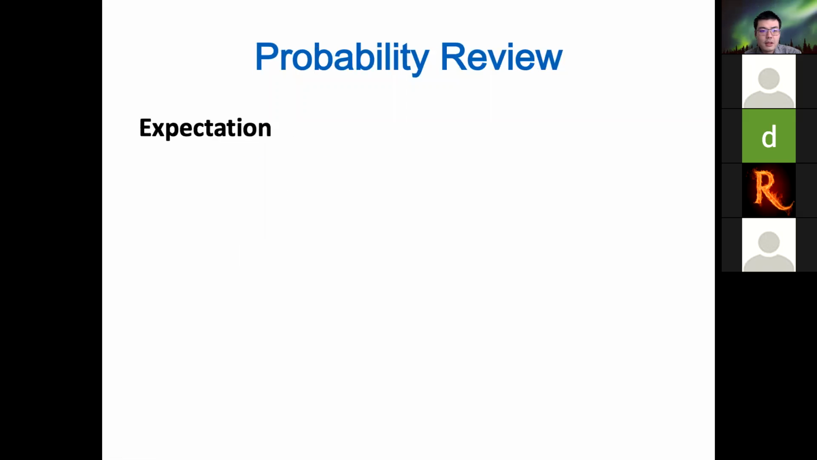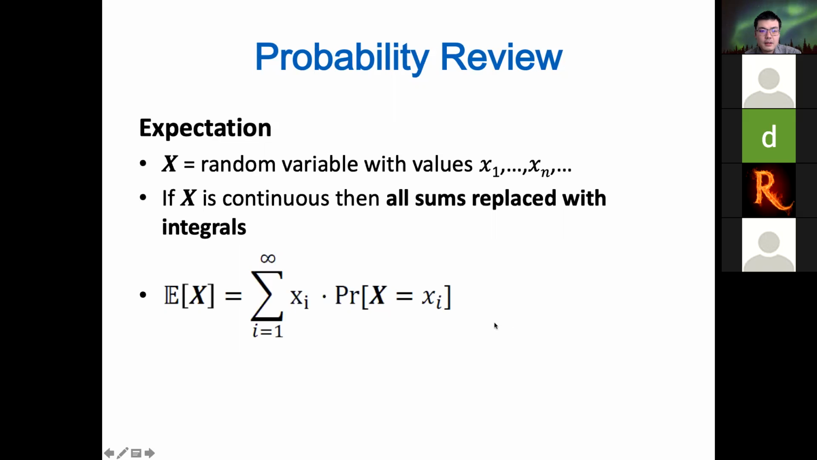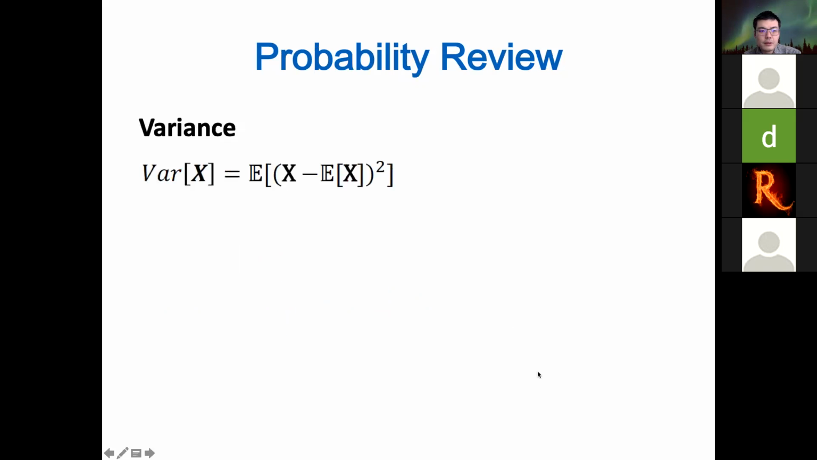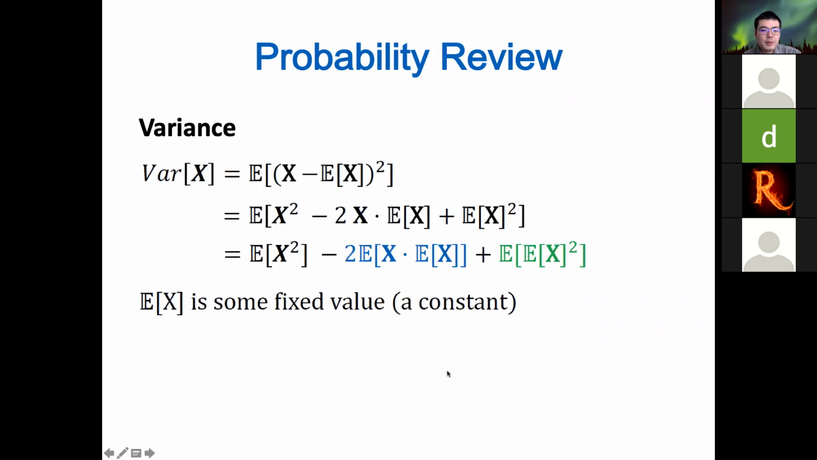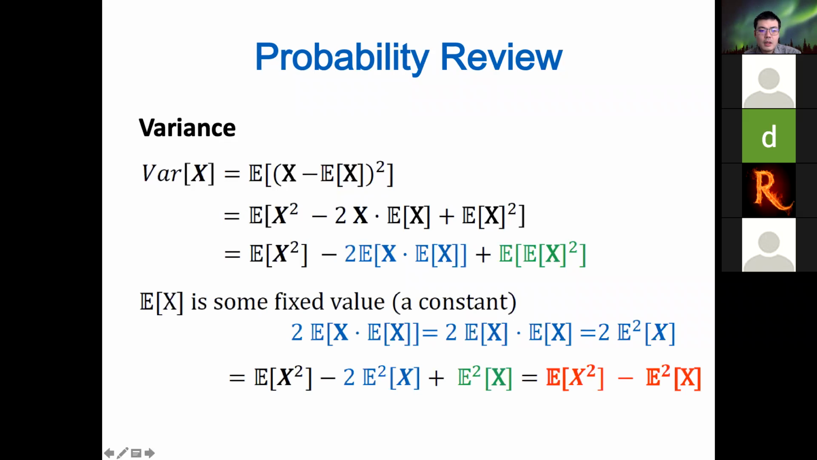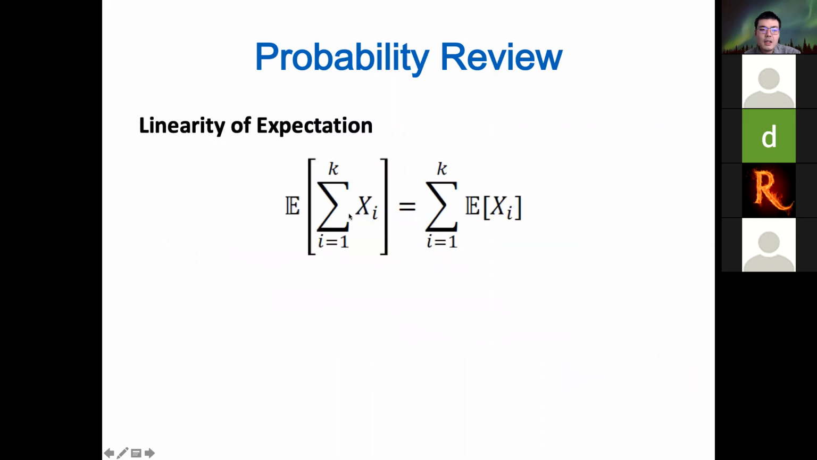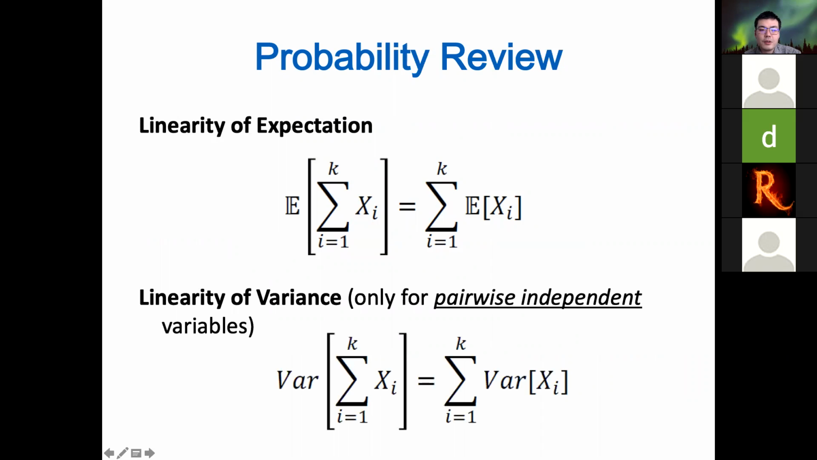And then we also look at the expectation and the variance, and we know that the variance can be computed as the expectation of your random variable squared minus the expectation squared. This conclusion should be memorized. And we also know the linearity of expectation. We also have another linearity for variance, but that only holds for pairwise independent variables. If the variables xi, xj are dependent, then you cannot use this conclusion.